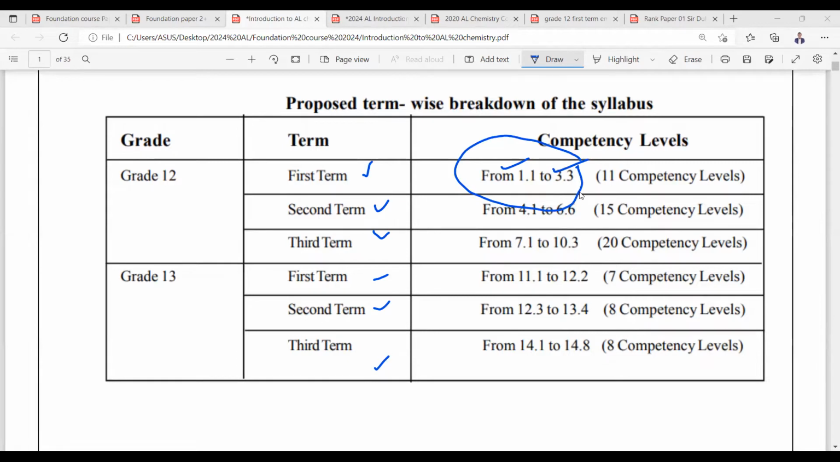Second term, unit 4 to unit 6. Third term, unit 7 to unit 10. Again, organic finish karan on. Unit 10 is organic, right? Organic finish karan with kinetic start. So then 11 to 12 means kinetic to equilibrium, half of equilibrium.